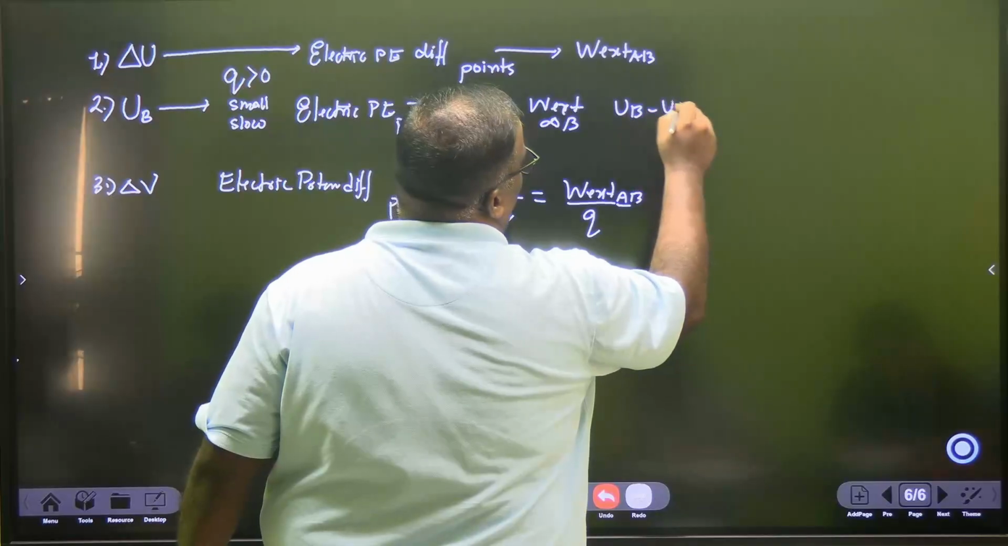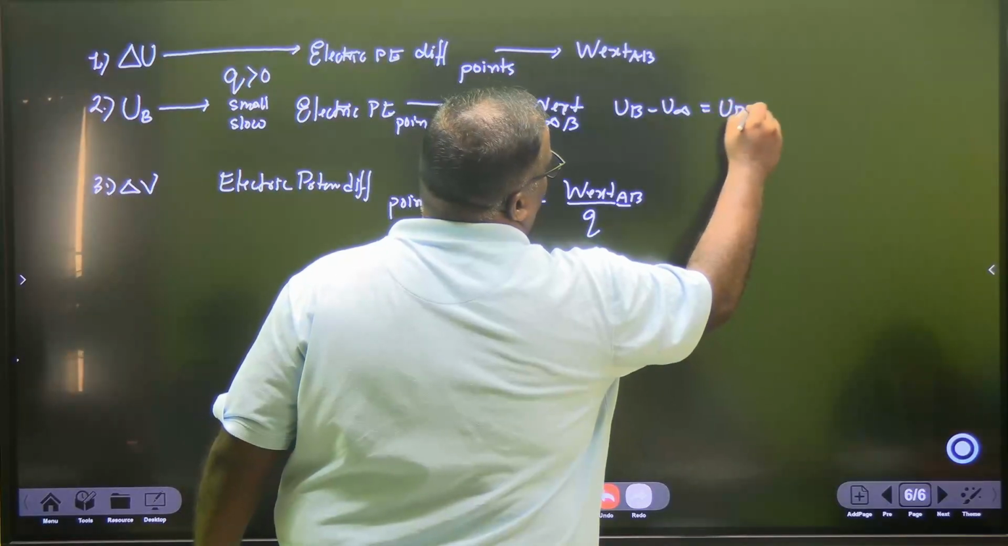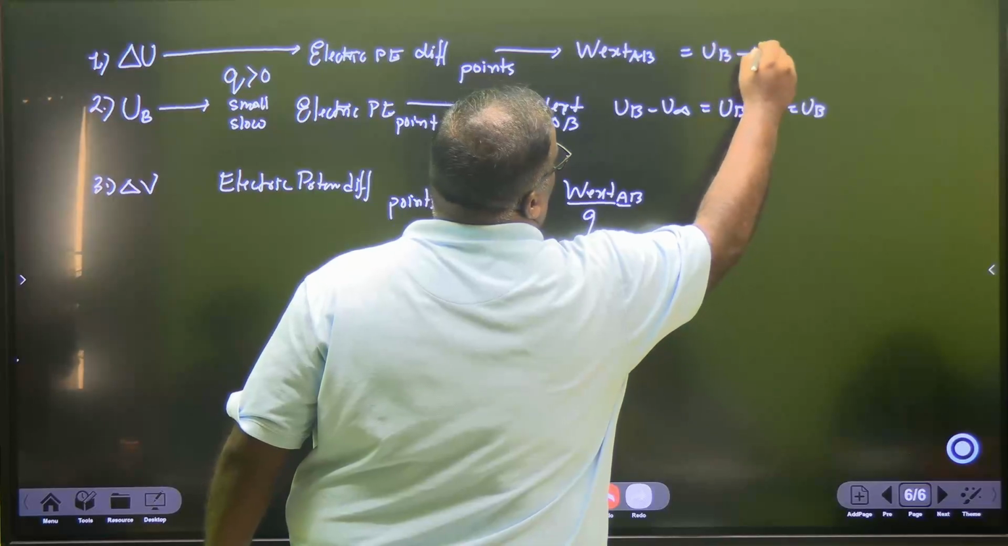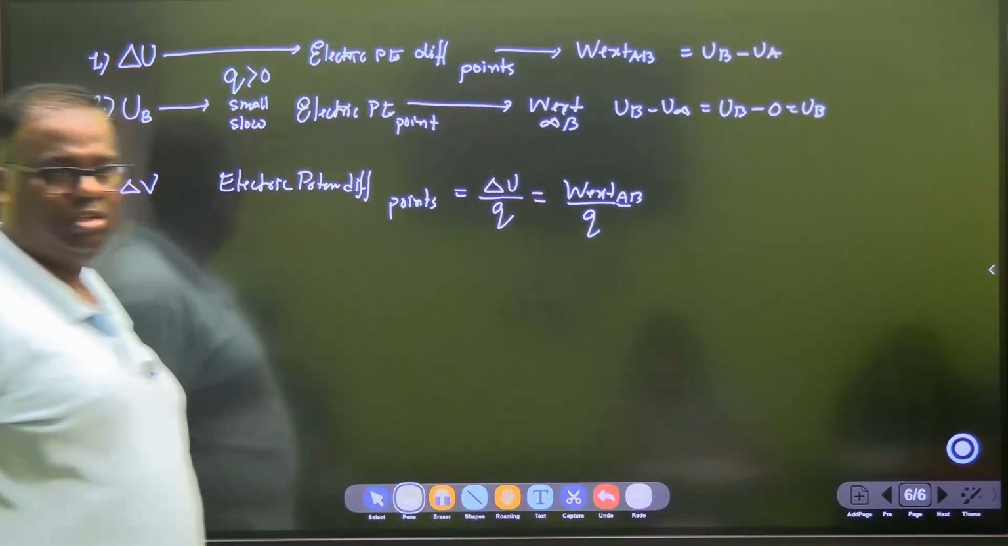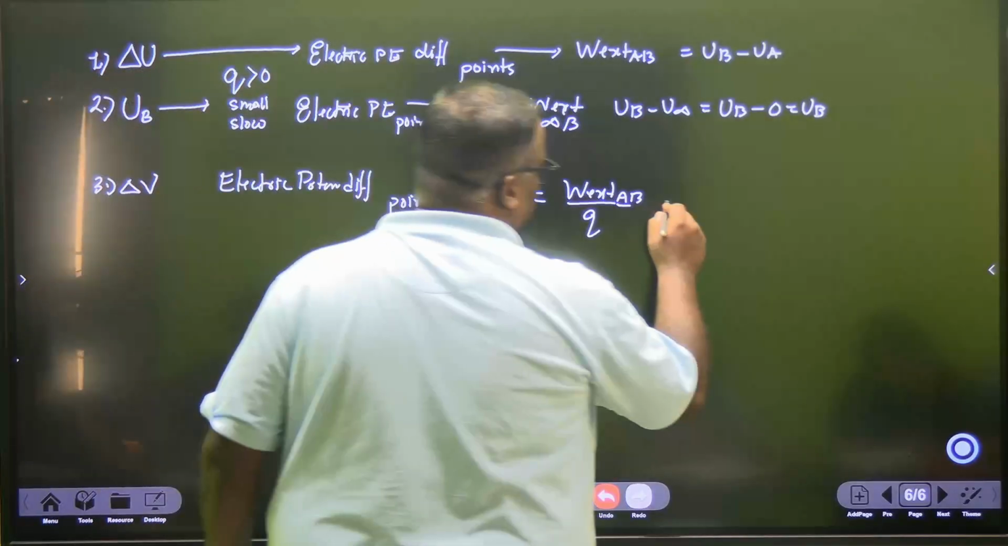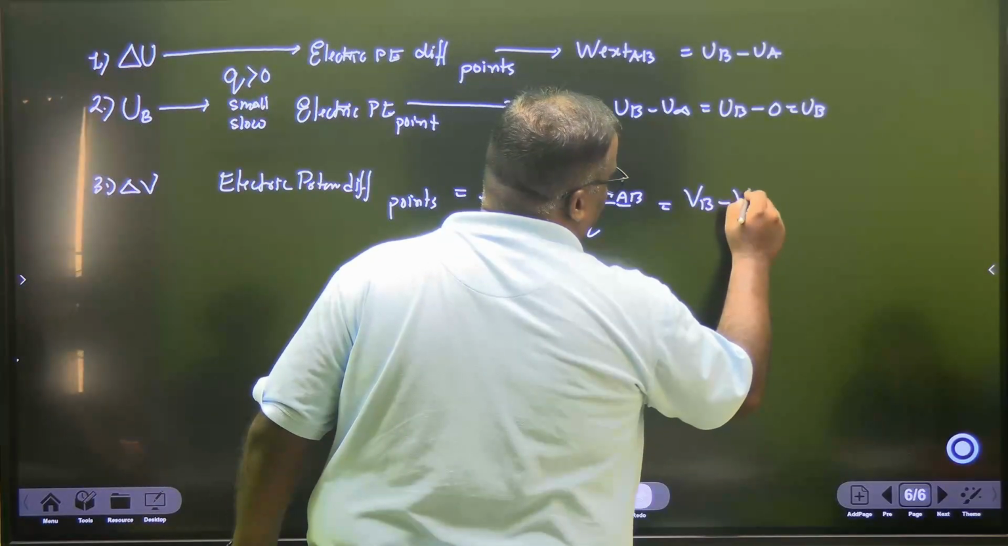UB minus U infinity is equal to UB minus 0, which is UB. This is equal to UB minus UA. Is it clear? No issues. Here you are trying to find the potential difference between 2 points. This is given as final potential minus initial potential.